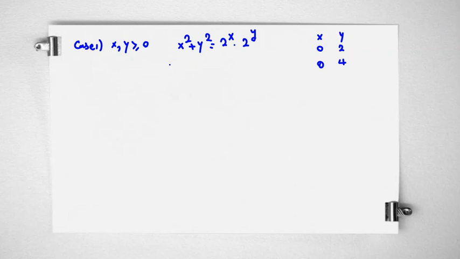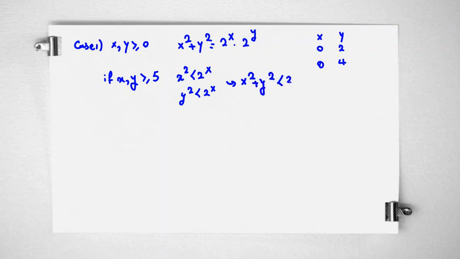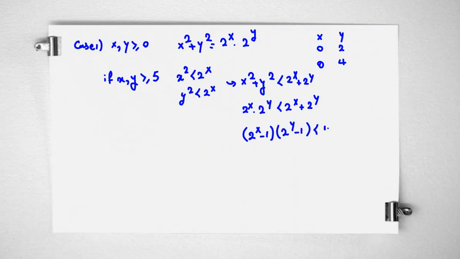Okay. And then we say, okay, if x and y are at least 5, then we know x squared is less than 2 to the x. We proved in previous page. Y squared is also less than 2 to the y. So x squared plus y squared is less than 2 to the x plus 2 to the y. What do we know? X squared plus y squared is what? 2 to the x times 2 to the y, less than 2 to the x plus 2 to the y. If we take all things to the left hand side, then we can factorize, and 2 to the x minus 1 times 2 to the y minus 1 is less than 1 because we have one more. And it's a contradiction if x and y are at least 5.